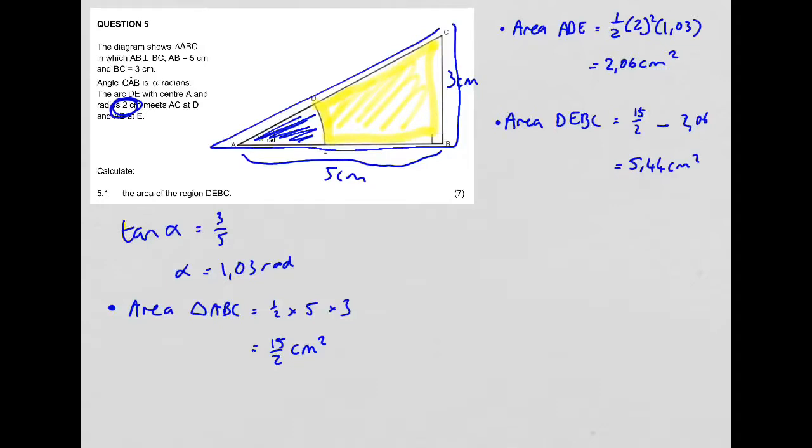Okay, so marks are allocated, a method mark for finding out the angle of alpha, the value, then a method mark for your area formula and a method mark for the accuracy of your area of the whole shape, and then a method mark for using the correct area of the sector formula, and then a CA that obviously is a carry-on accuracy in case your 15/2 is incorrect, and then lastly a mark for your final answer.